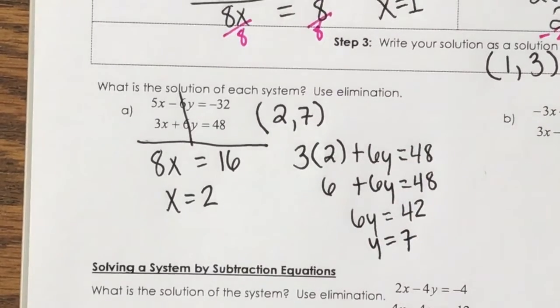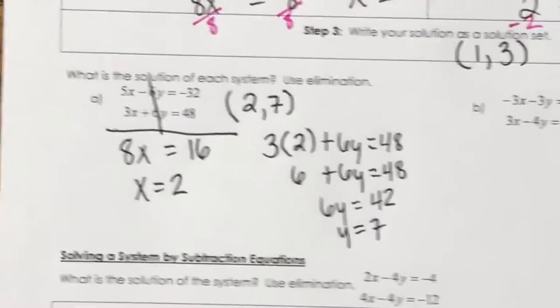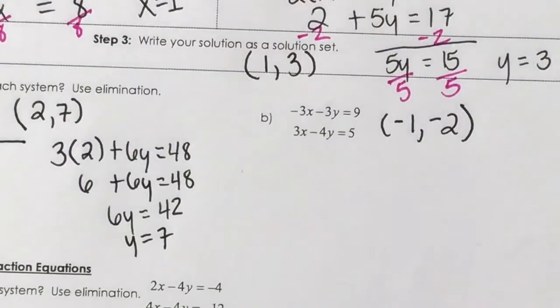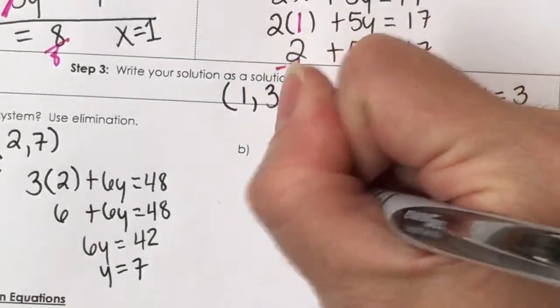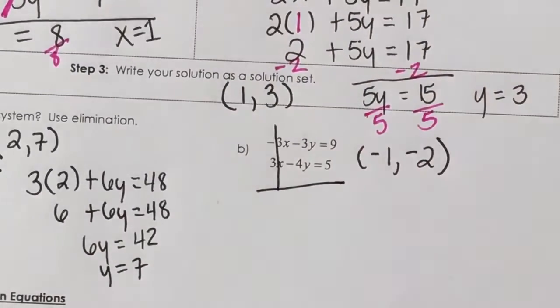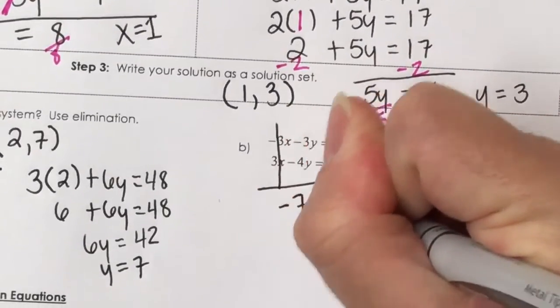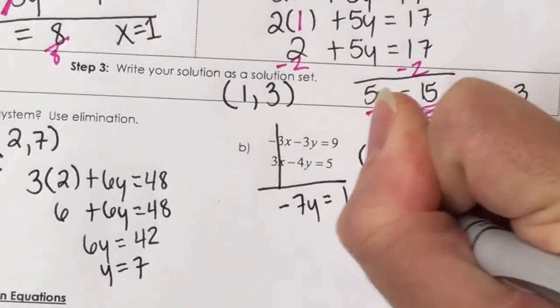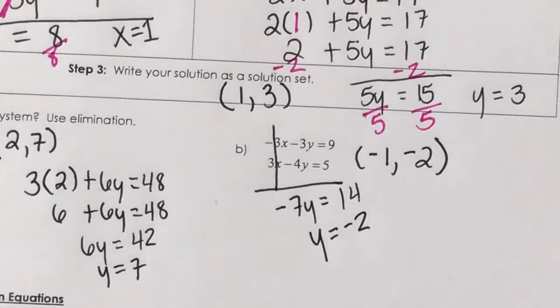Okay, so now the second one, making sure we got this. So hopefully when you go to look and see, okay, what variables will eliminate. So, okay, x's cancel out. Add what you have remaining. So my y's add together, giving me -7y. 9 and 5 add to 14. So y is -2. All right, so that's our y.